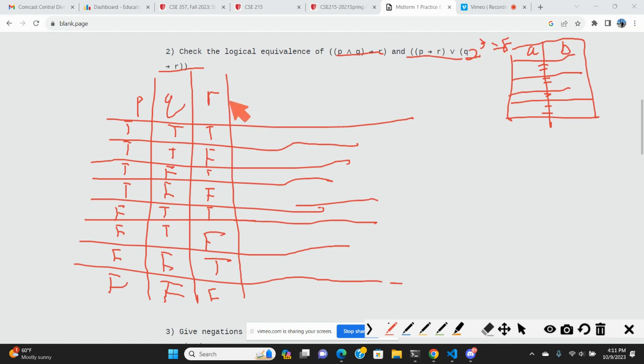Okay, and so then we have P and Q. P and Q should give you true, true, false, false, and everything else should be false.